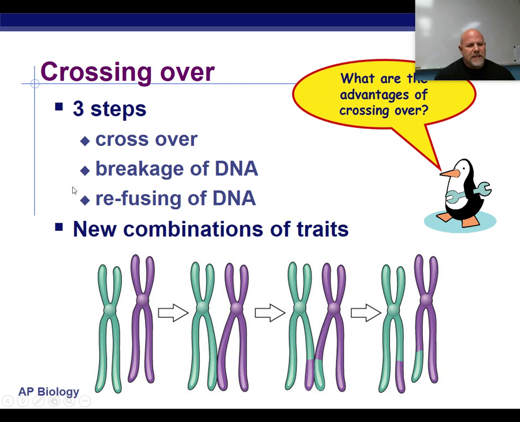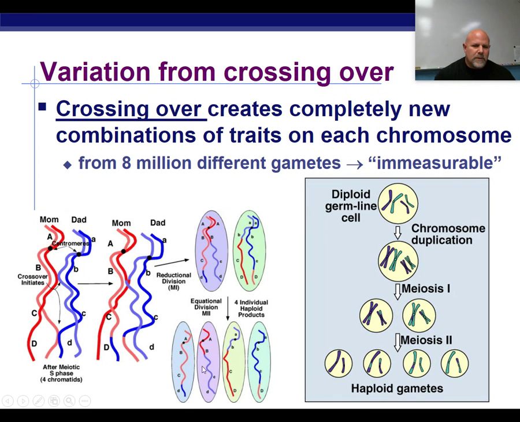There's basically 3 steps in the process of crossing over. You're going to cross over, you're going to break, and then you're going to refuse. And these breaks and refusions always happen between genes. And so we end up with normal crossing over, swapping of the exact same genes from one chromosome to the other. This really creates a situation where we have an immeasurable amount of variation. We can get lots of variation from independent assortment, but it's so much more from crossing over.